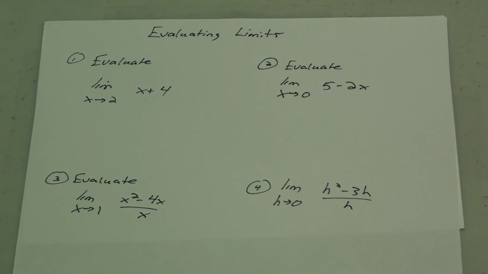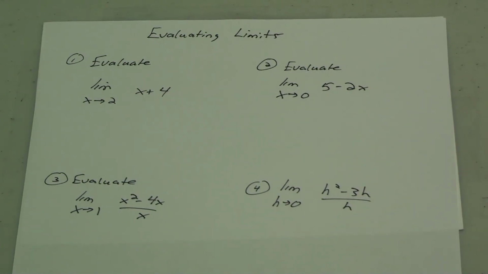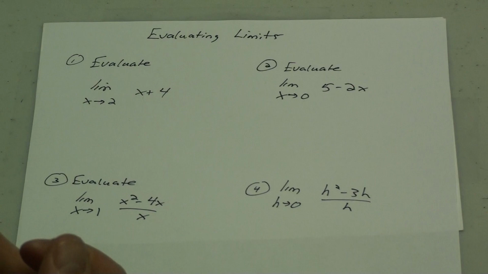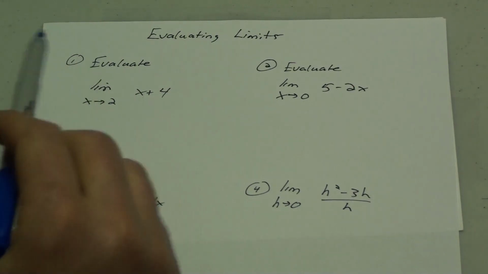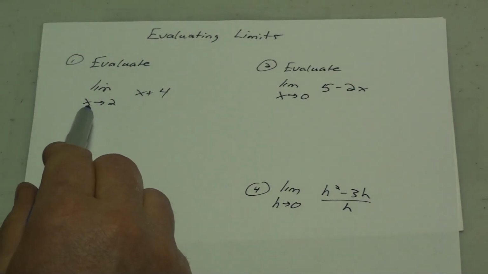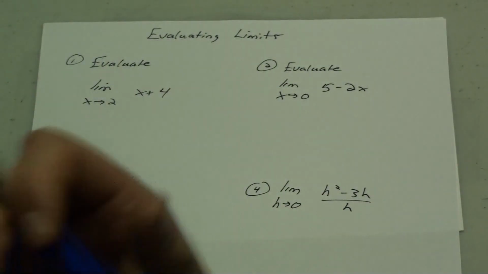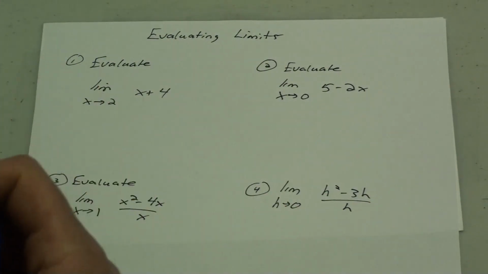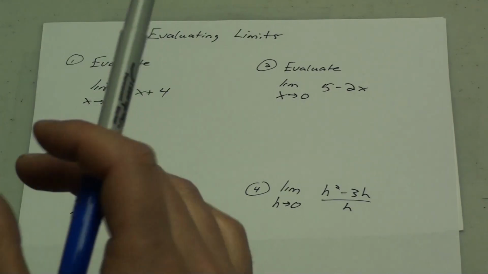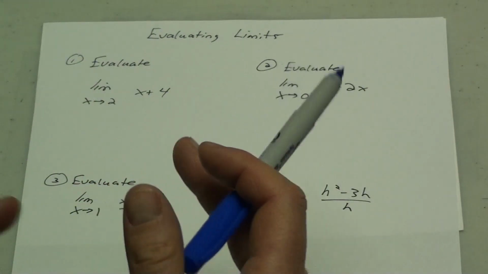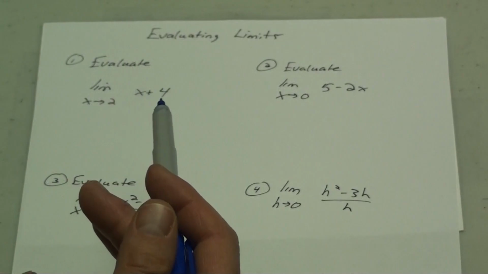Okay, this is a short little lesson on how to evaluate limits. Limits mean the x is never actually going to get to that number. The limit as x approaches 2: x is never actually going to really get to 2. It's going to get very, very close to it, but it's not actually going to equal 2. But it's going to get so close that we can pretty much pretend like it is 2.